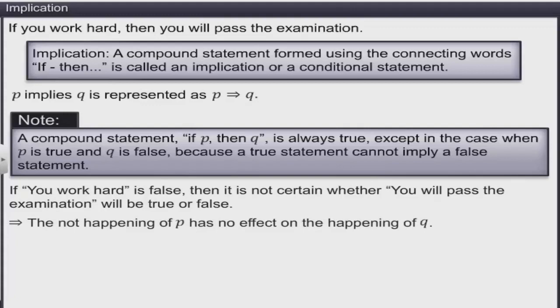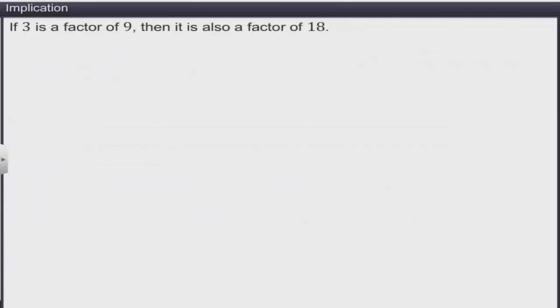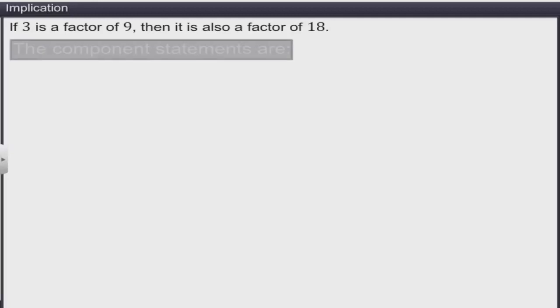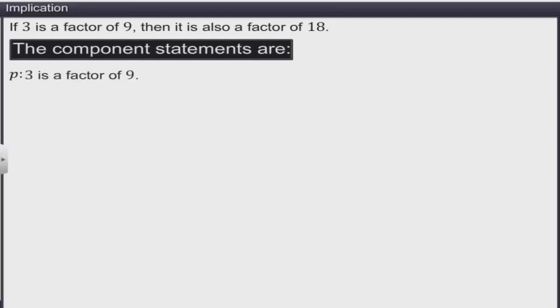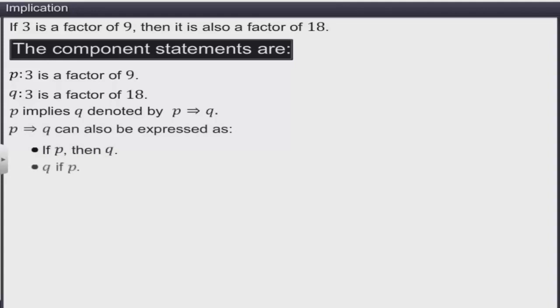Let's consider another statement. If 3 is a factor of 9, then it is also a factor of 18. The component statements that are involved in it are: 3 is a factor of 9, 3 is a factor of 18. Statement P implies statement Q. Or 3 is a factor of 9 implies that 3 is also a factor of 18. The implication or conditional statement P implies Q can also be expressed as shown.